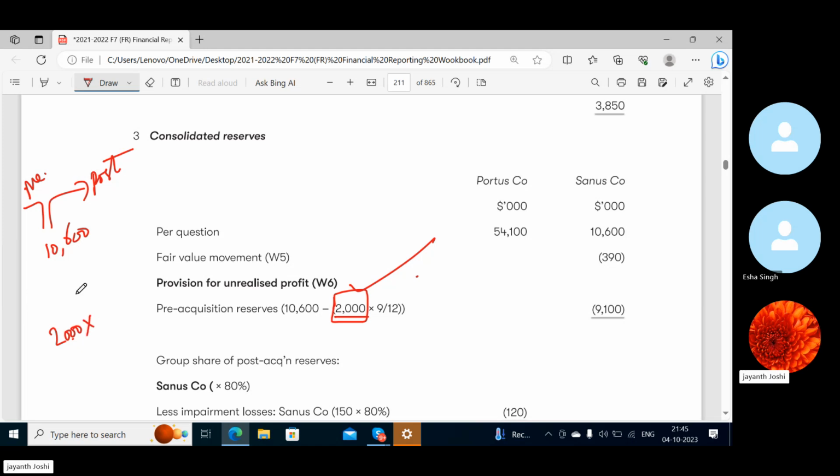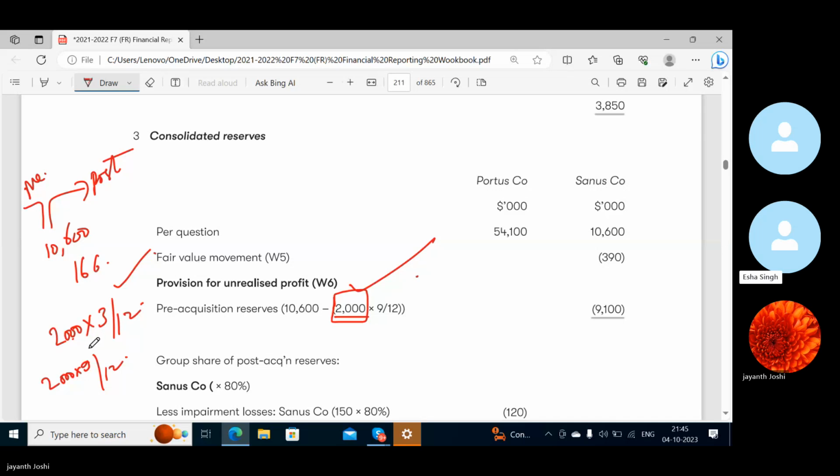We will do one thing, because they are saying it is accruing evenly throughout the year. That means we can divide this 2,000 amount equally by 12. So per month it is 166 something, right? 166.6666. But what do we want actually? 2000 into 3 by 12 is what? Pre-acquisition. 2000 into 9 by 12 is what? Post-acquisition. Correct or wrong?